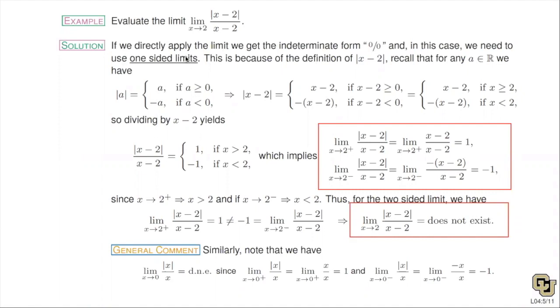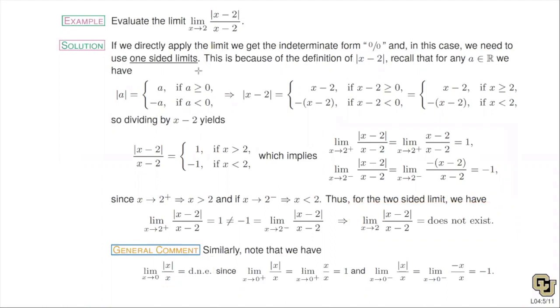So just a general comment. This was a special example of this more generic problem, x going to 0, absolute value of x over x. And again, this does not exist for exactly the same reason. It's nice to remember some of these problems that are a little weirder. It helps us to remember how to work with limits. So here the strategy when we get 0 over 0 is to look at the one-sided limits and use the definition of the absolute value.